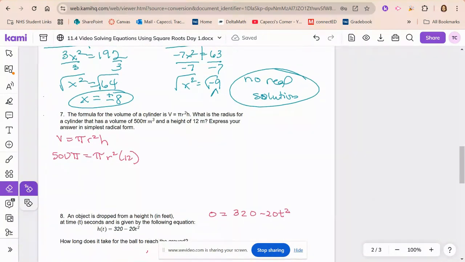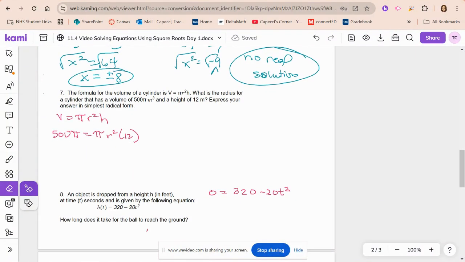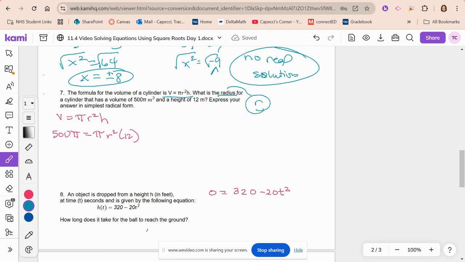Okay, let's take a look at our next problem. We're talking about the formula for the volume of a cylinder, which is pi r squared h. And it's asking what's the radius. So that radius is our R value. That's what I'm looking for. They tell you that the volume is 500 pi meters cubed and the height is 12 meters.